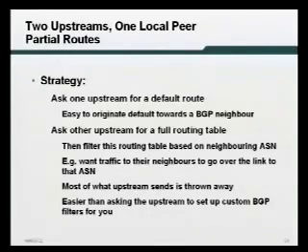So it's easy to originate default towards a BGP neighbor, simple configuration. Ask the other upstream for a full routing table. It's very difficult to go to an upstream and say, can you put this AS path filter, prefix filter on your BGP session with me? And they'll just laugh at you.